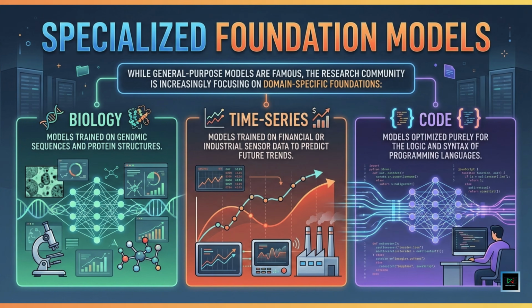While general-purpose models like GPT or Gemini are famous, the research community is increasingly focusing on domain-specific foundations. Like biology, in which models are trained on genomic sequences and protein structures; time series, models trained on financial or industrial sensor data to predict future trends; or code, models optimized purely for the logic and syntax of programming languages.